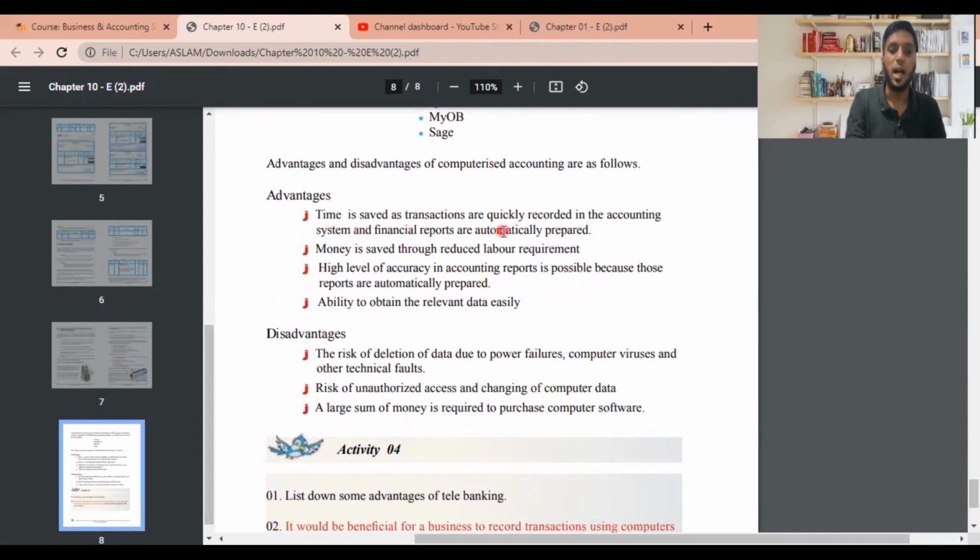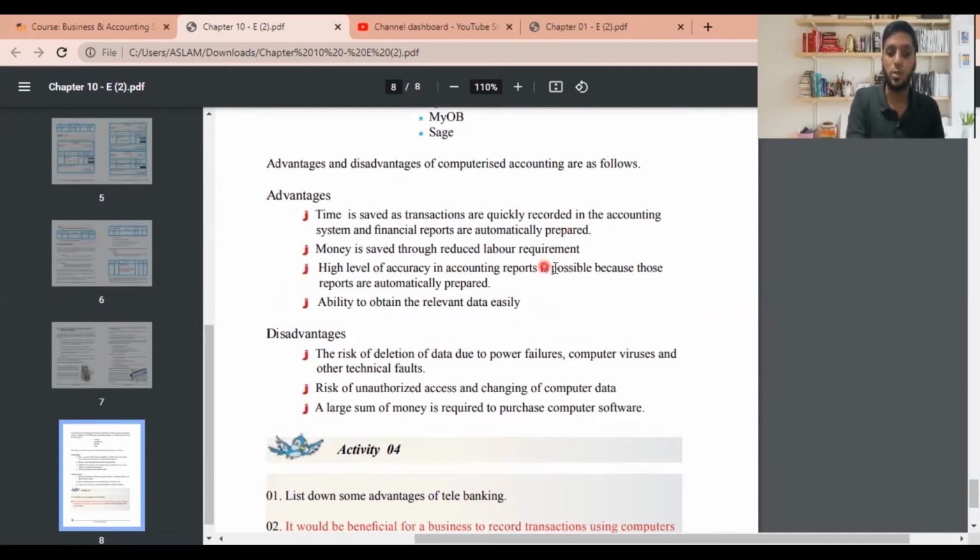Time is saved as transactions are quickly recorded in the accounting system and financial reports are automatically prepared. You don't want to prepare the financial statement manually and everything is done automatically. If something is wrong on the financial statement, if it is not balancing, you can go and check where it went wrong through the system itself.